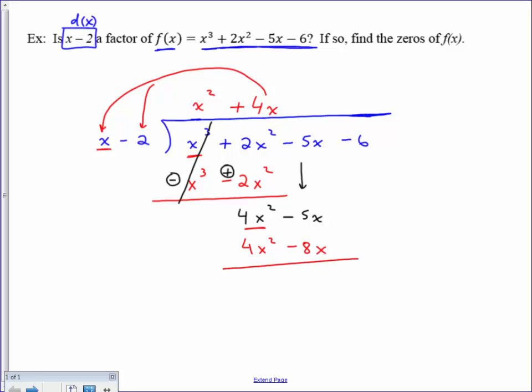I draw a line and I change my signs. I always circle my signs so that I can tell these are the signs that I'm dealing with on that second line of numbers. Okay, go ahead and subtract.